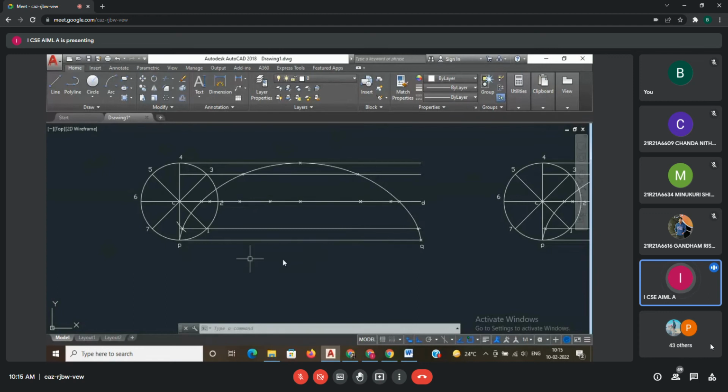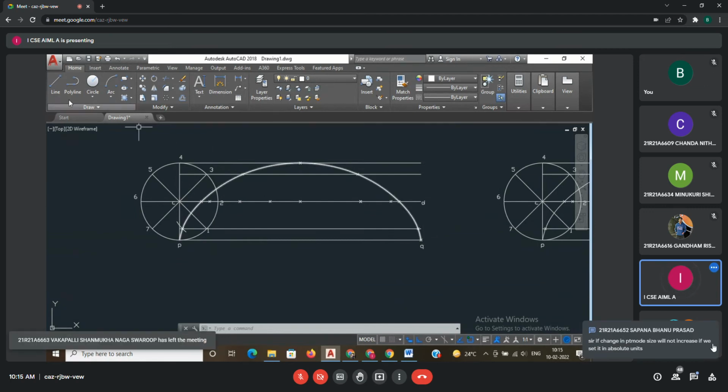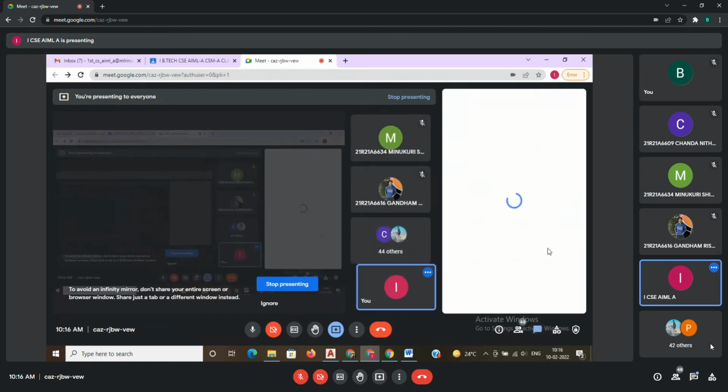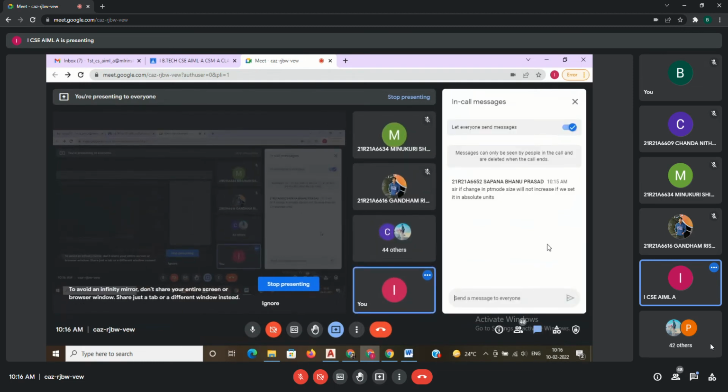Now this PQ is our baseline. You can take 35 mm here and you can make one point here. You can draw the tangent and normal here, or you can make it here also. But here we have a lot of lines. That's why we will go with the right side. Now select... no need. You can change in absolute units.